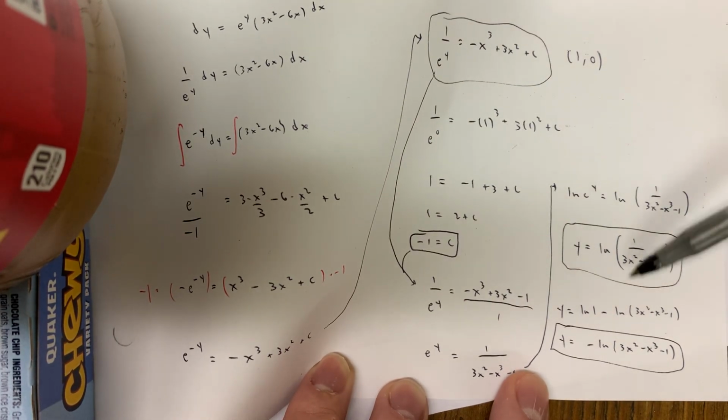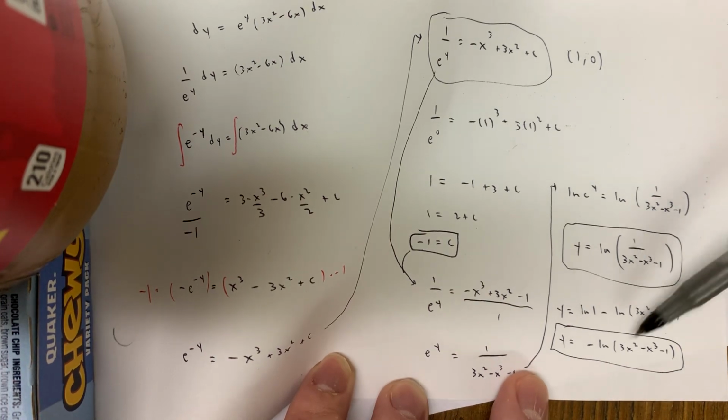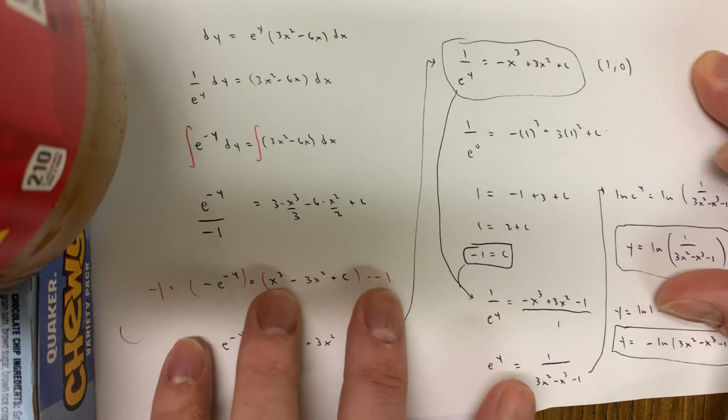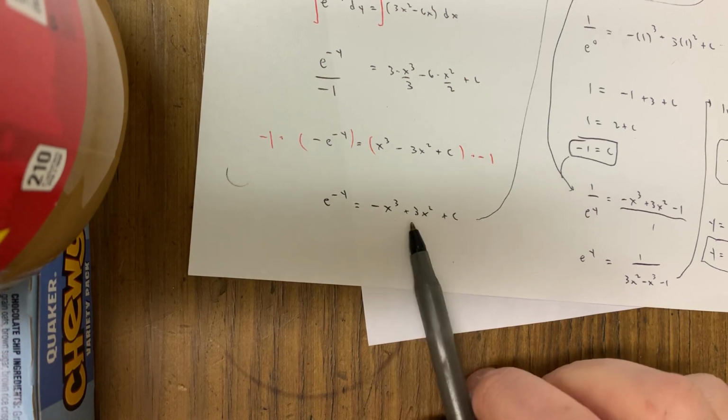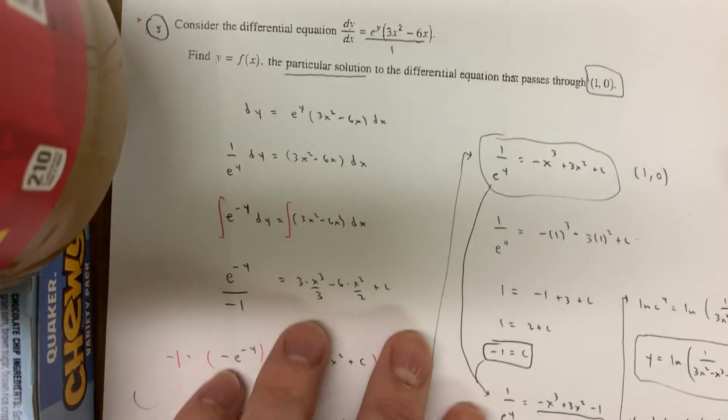Part 1, you might need to worry about manipulating. You won't have a part 1 on your AP. So either of these would be fine. You can get to this one quite easily, by the way, if you start right over here with that general solution, actually ln both sides there. So a lot of different ways to do these problems.